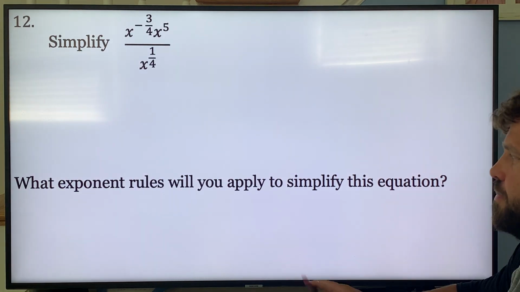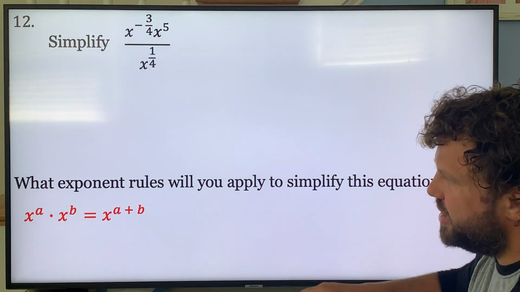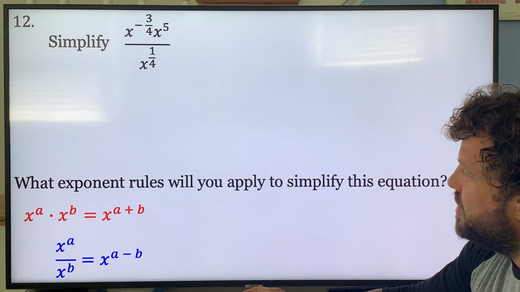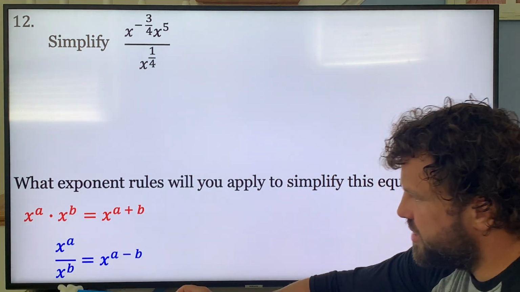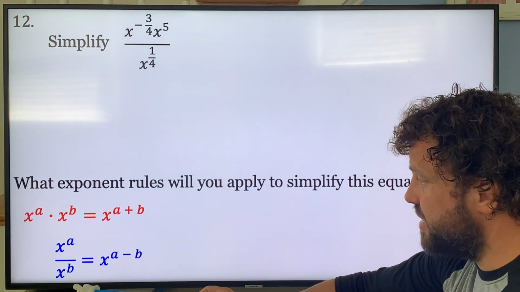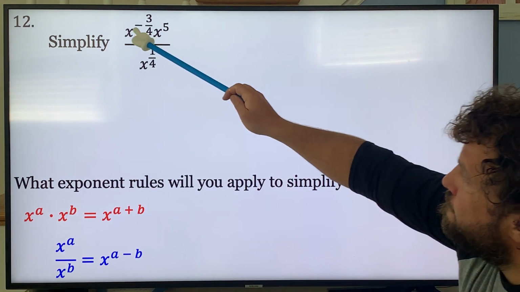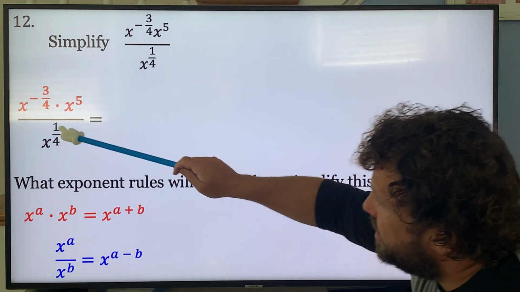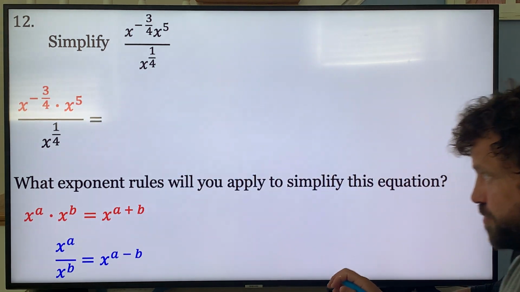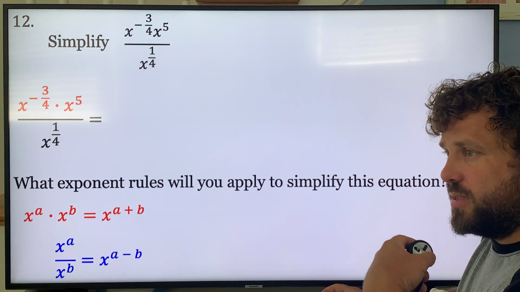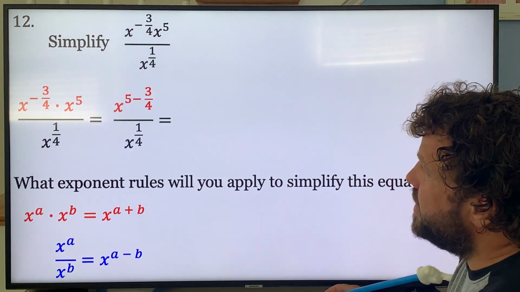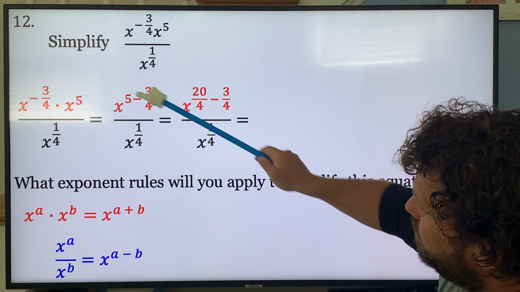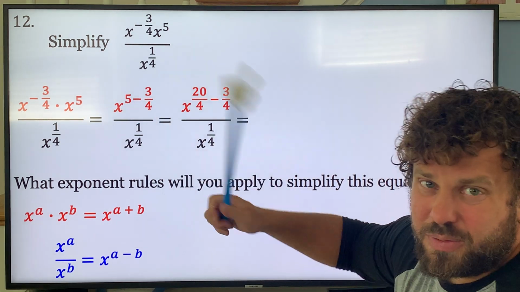Number 12, simplify. Exponential rules we're going to need. The first one is when you take two exponents with the same base, you add their powers when you're multiplying. Second one, when you divide two variables raised to different exponents with the same base, you subtract the exponents. These are multiplying. So we're going to do the exponents at the top. Now, 5 minus 3/4, we want a common denominator. To get 4 on the bottom, 5 times 4 over 4 is 20 over 4 minus 3/4. I just switched the order because I like to put my negative second.